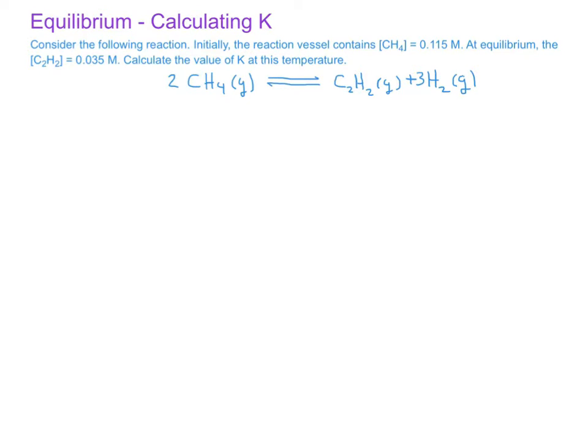Let's look at another example. But in this problem, we see that the information given to us is a little bit different. It tells us that the initial concentration of methane gas is 0.115 molar, and it's important to realize that this is an initial value. However, it does tell us that at equilibrium, the concentration of the C2H2 is 0.035 molar. Now, what this means is that we're going to have to make some assumptions, and we're also going to have to devise a method for determining the initial and the equilibrium values.